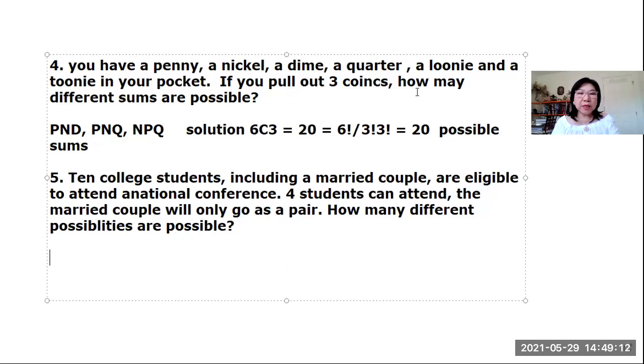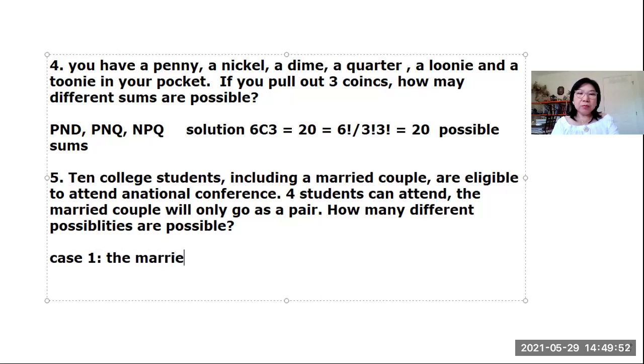So in this question, let's read one more time. 10 college students, so you have 10 students, including a married couple. If we deduct the married couple, there will be students left. They are eligible to attend a conference. So we choose 4 students to attend. The married couple will only go as a pair. So in this scenario, we have to analyze in cases. Let's say the first case, case 1, the married couple decides to go.